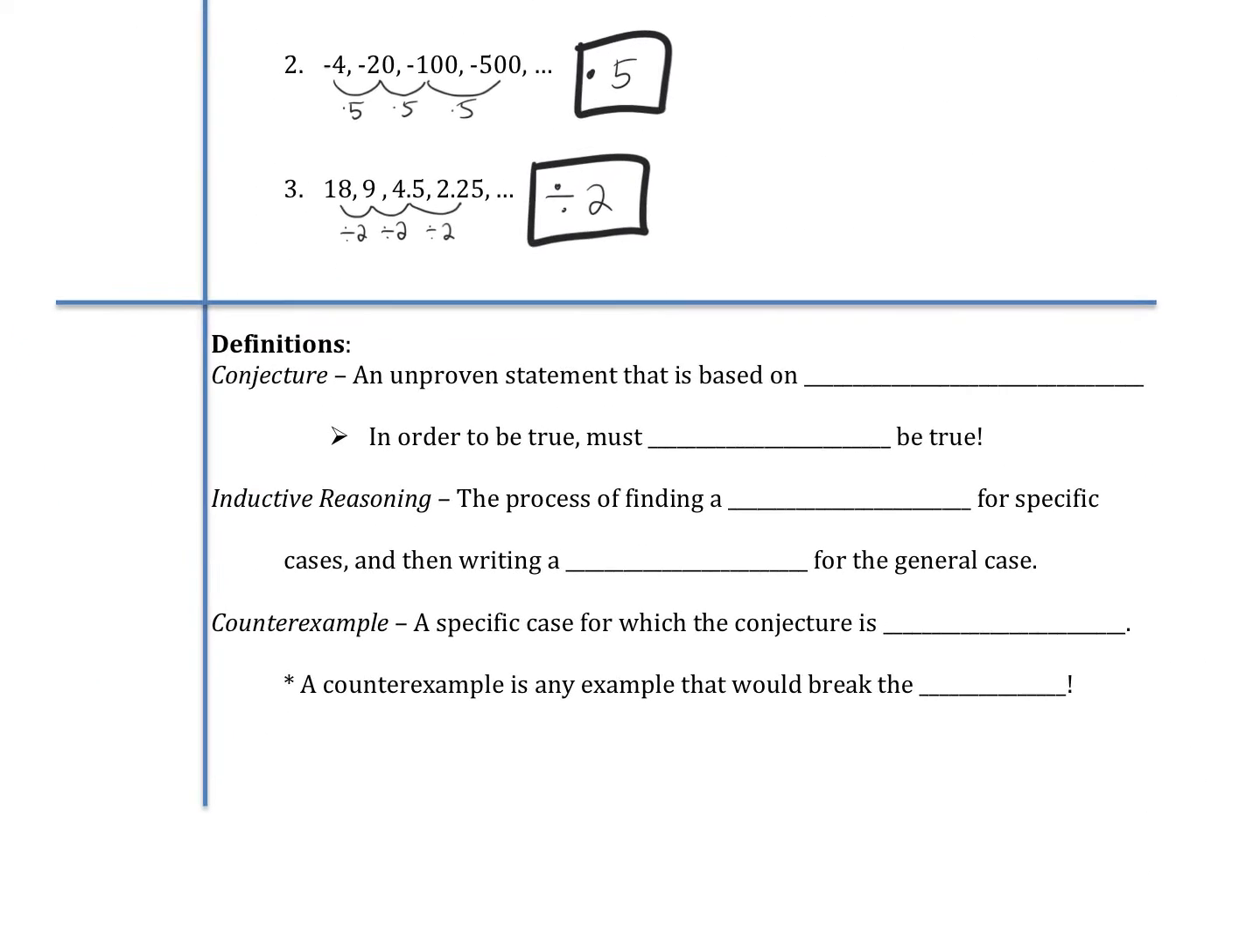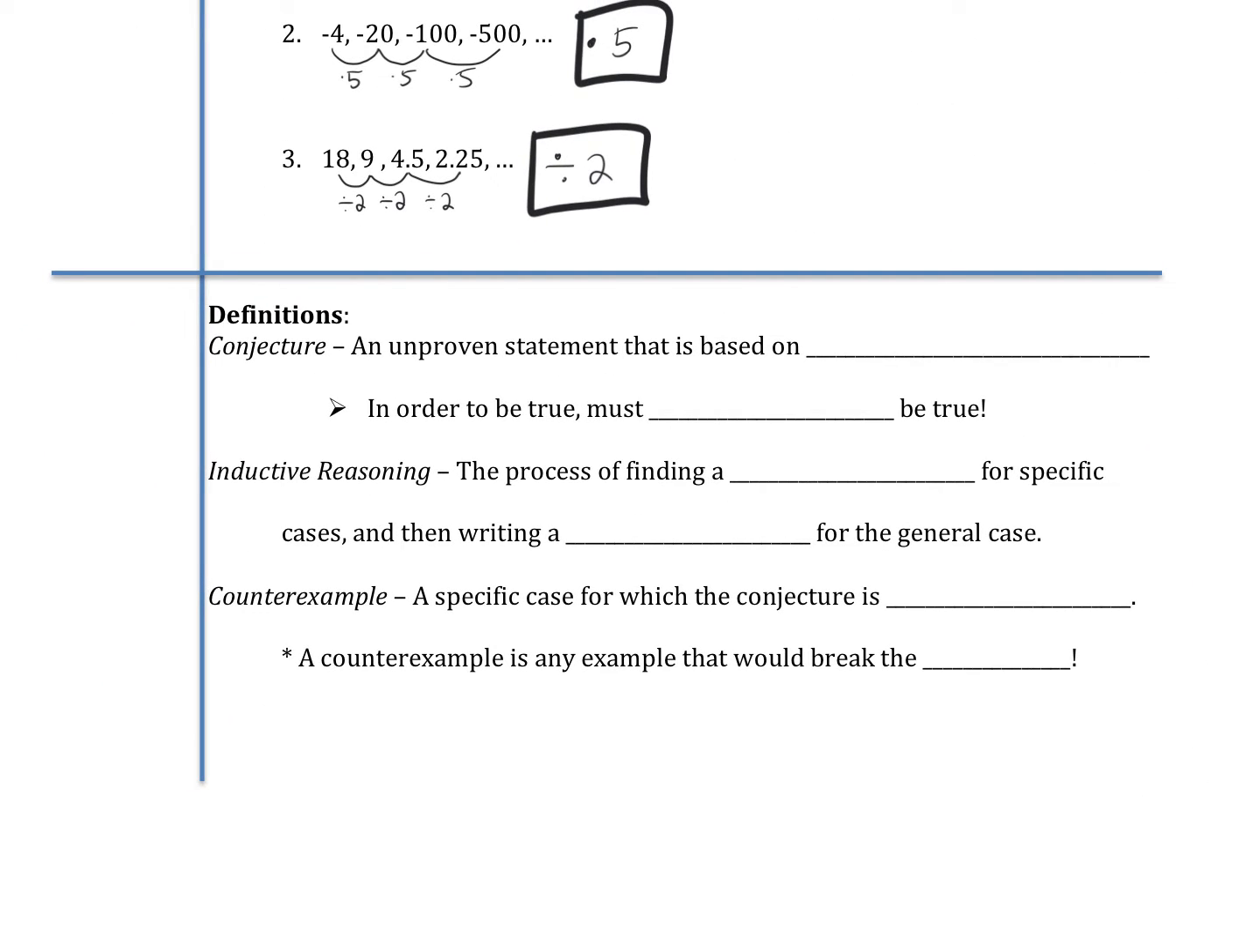All right, here's some definitions for you. A conjecture, say conjecture, is an unproven statement that is based on observations. Based on what? Observations. But in order for it to be true, it must always be true. Must what? Always be true. Okay.